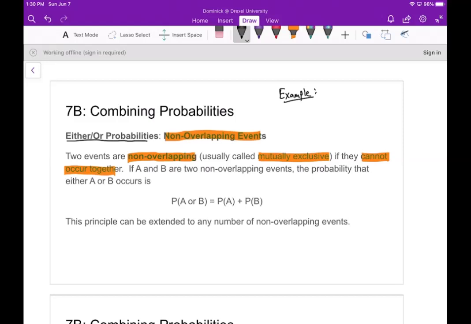Let's give an example of two non-overlapping events. Maybe something like I am male and... no, I guess this isn't a good example. Let's make it easy. I am wearing a solid blue shirt, or I am wearing a solid red shirt.